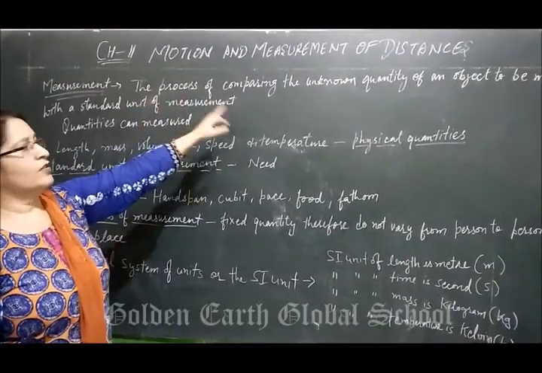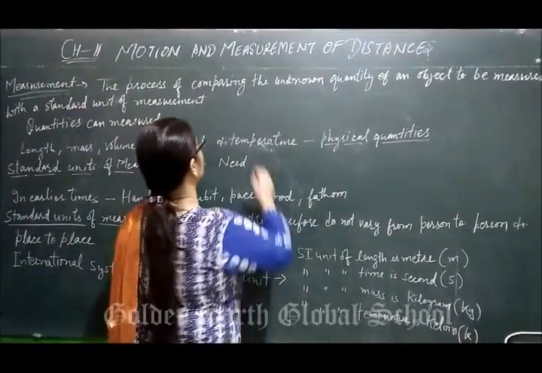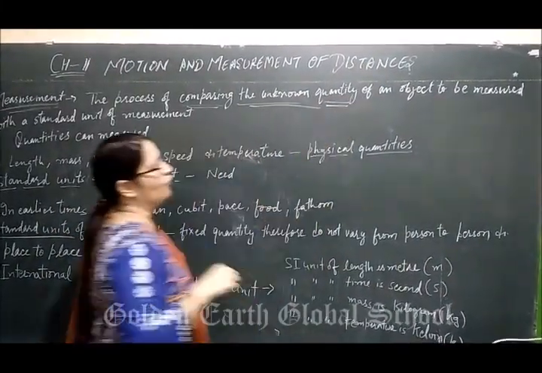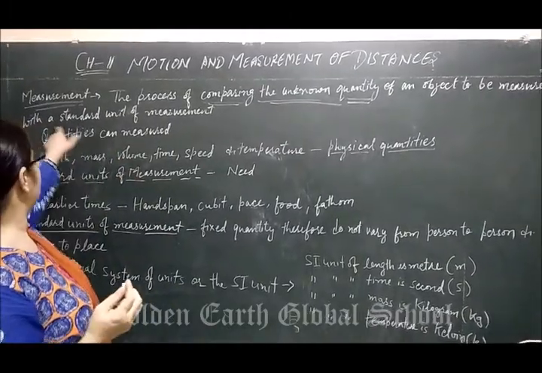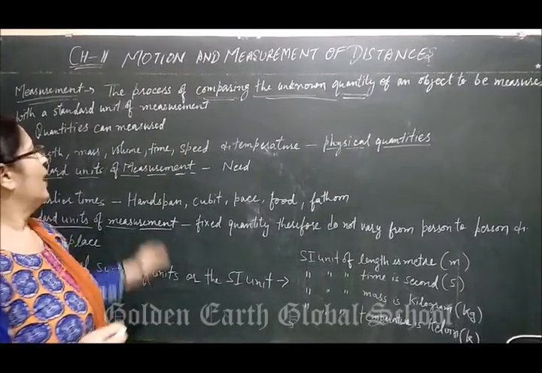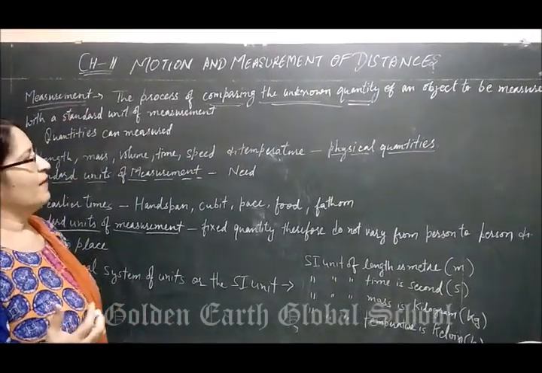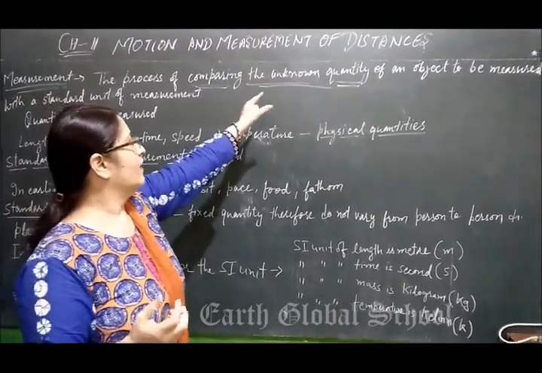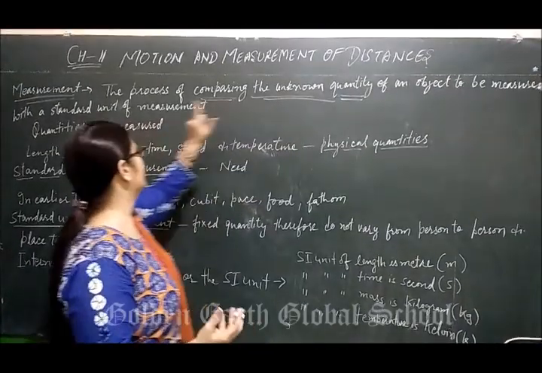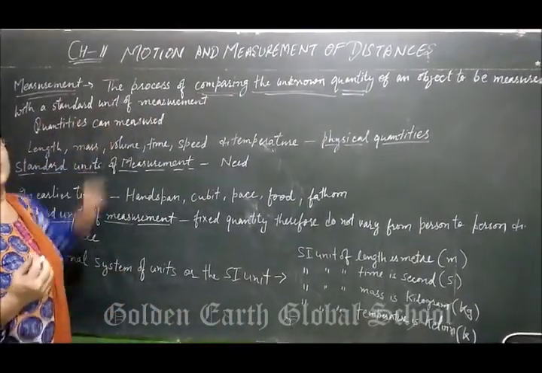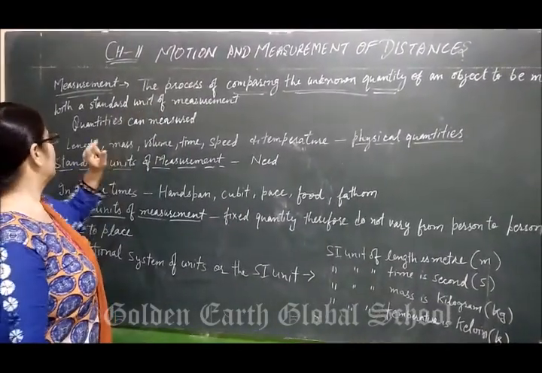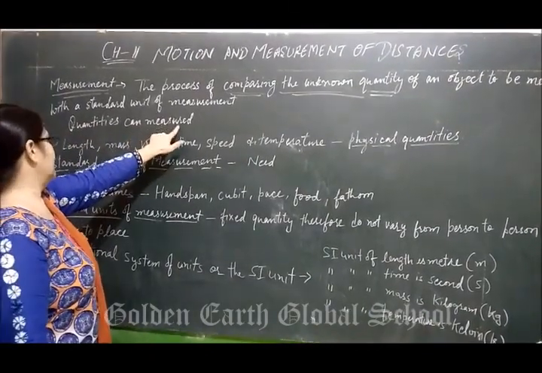That is, it is the process of comparing an unknown quantity. It means the process used to measure the unknown quantity of an object with the standard unit of measurement. In math also you have done measurement, but in this chapter we will do the measurement of an unknown quantity with the standard unit. By this, with an unknown quantity we will use the standard unit, so quantities can be measured.